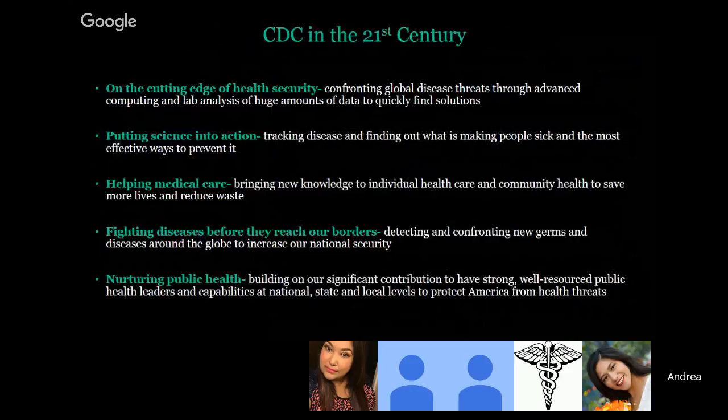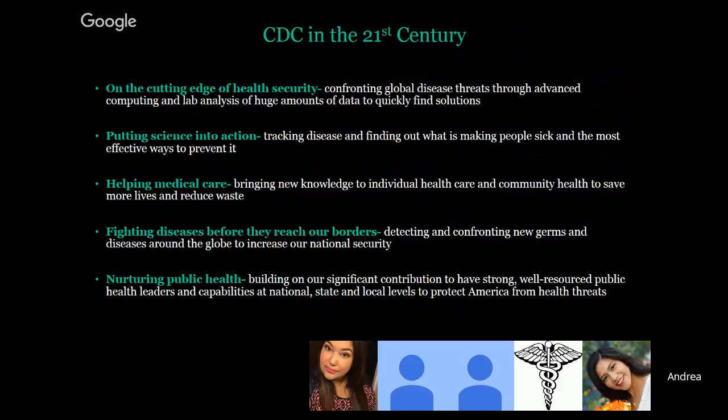So this is how they operate in the 21st century. They're on the cutting edge of health security. They are confronting global disease threats through advanced computing and lab analysis of huge amounts of data to quickly find solutions. They put that science into action. They find out what is making people sick, and they find out the most effective ways to prevent it. They help in medical care by bringing knowledge to individual health care and community health to save more lives and reduce waste. They're fighting diseases before they reach our borders, so they are going outside of our country to find out how to stop those from coming into America.